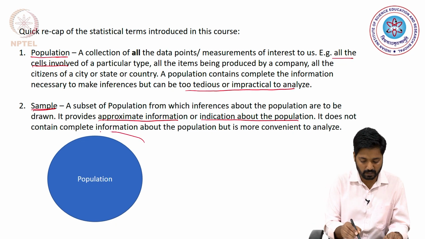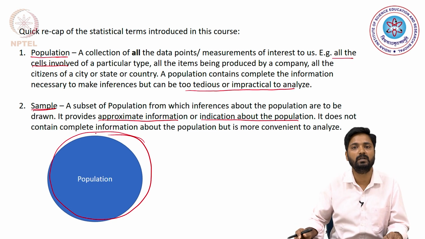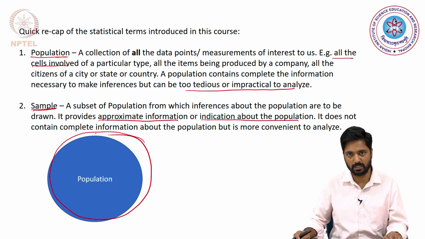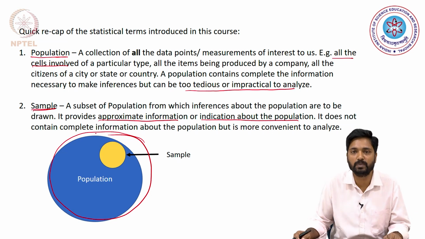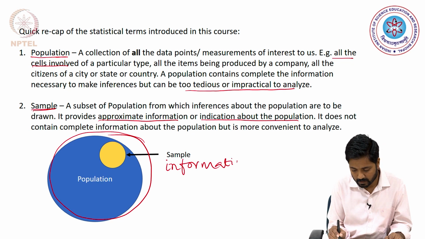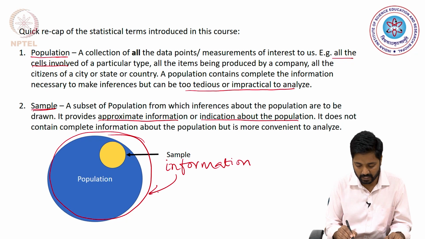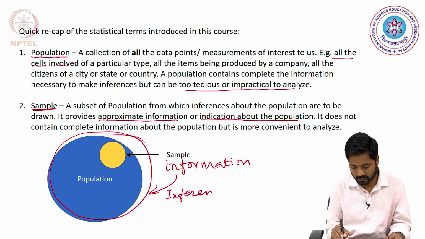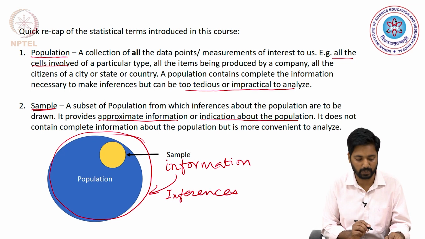For example, this circle which we have drawn here indicates a set of data points which we will call the population. Now, as told before, analyzing this whole population may be too tedious, so we will utilize a small subset from this population which we will call the sample, and we would utilize the information contained in this sample to make inferences about the whole population.